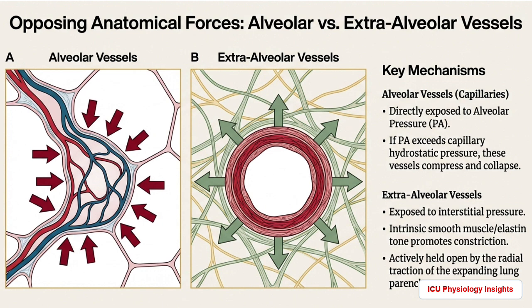Okay, before we even talk about resistance, we have to split the pulmonary vessels into two main types. First, you have the tiny alveolar vessels. These are basically the capillaries. They're draped over the alveoli, almost like a net, so they're directly exposed to alveolar pressure. Then you have the larger extra-alveolar vessels. These are the bigger arteries and veins that are actually embedded in the lung tissue itself. As the lung inflates, the tension in the alveolar walls literally pulls these vessels open. We call that phenomenon radial traction.